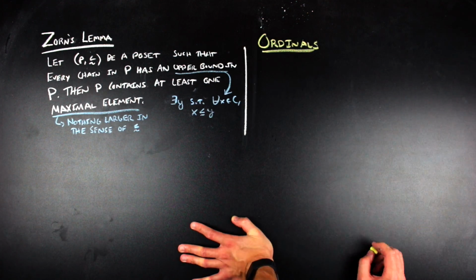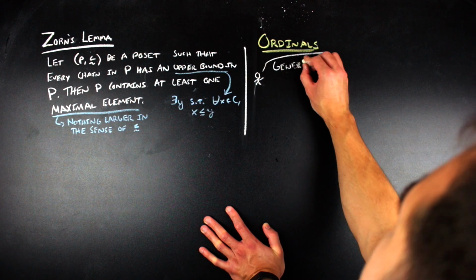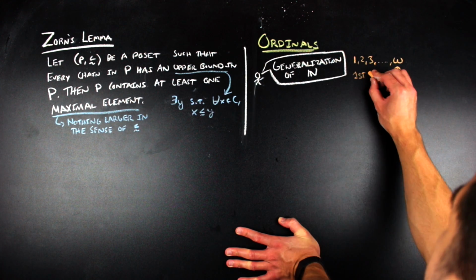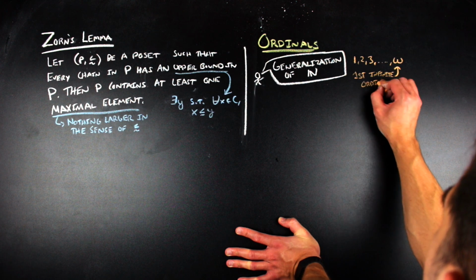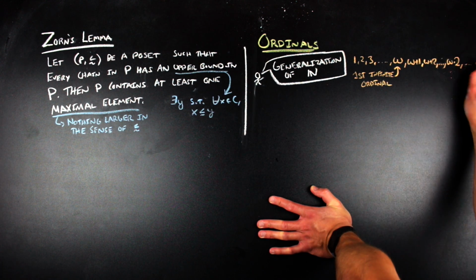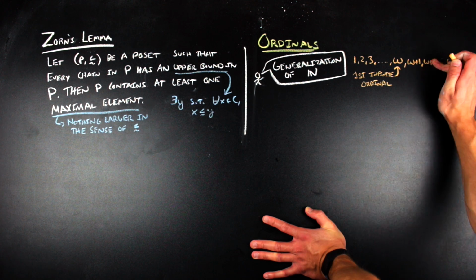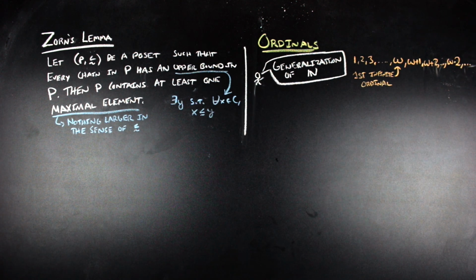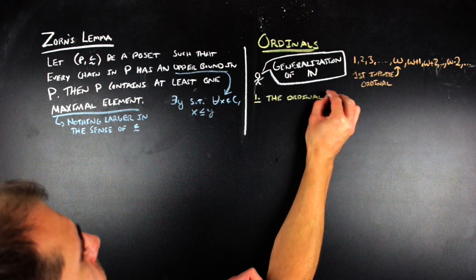So the ordinals are a mathematical generalization of the natural numbers. You have 1, 2, 3, and so forth, all the way up to omega, which is the symbol used to denote the first infinite ordinal. And then you have omega plus 1, omega plus 2, omega plus 3, and so forth until you get to omega times 2. And this process can continue for as long as you want it to.